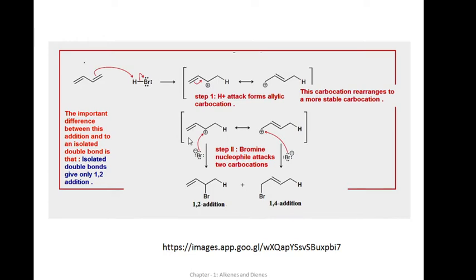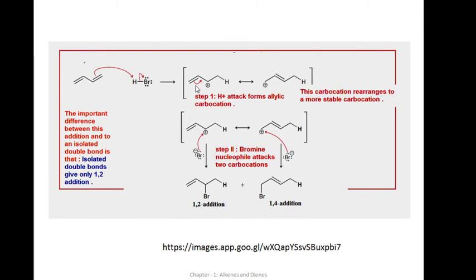If it attacks the secondary carbocation, we will have 1,2 addition reaction. But when it attacks this primary carbocation here, we will have 1,4 addition. See, there will be different products. But we have to remember, 1,2 addition is less.